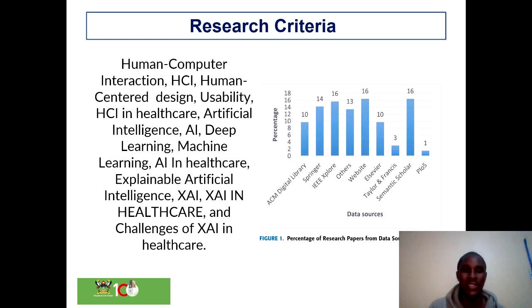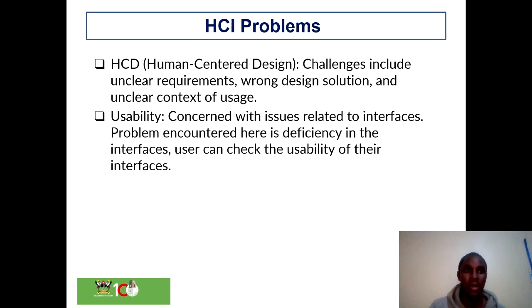So this research was just a review really, and these are the keywords that they used to retrieve their data or papers. They were restricted to these, and these were the sources. Those were the statistics of the papers they managed to acquire from the different sources.